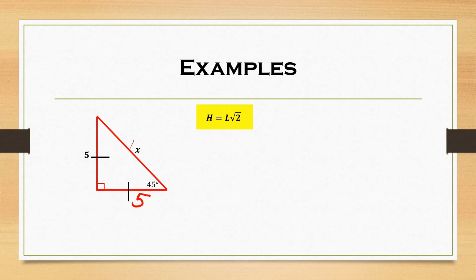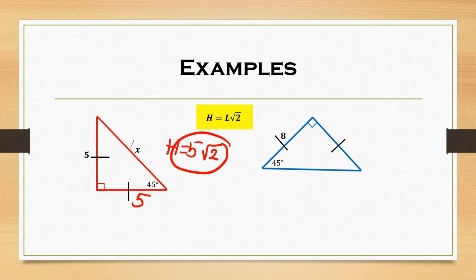Para makuha natin yung value ng x o yung ng hypotenuse, we have here h is equal to leg times square root of 2. Ang given leg natin ay 5, so 5 and then copy square root of 2. So, we have here 5 square root of 2. Ito yung ating final answer. Next.